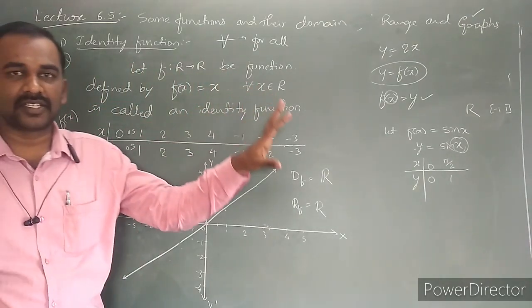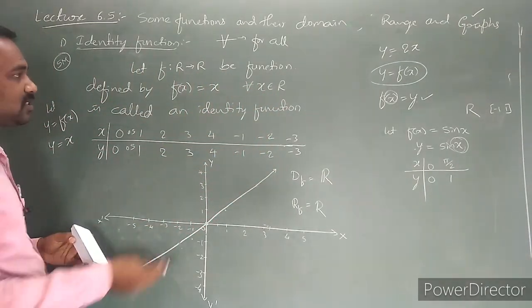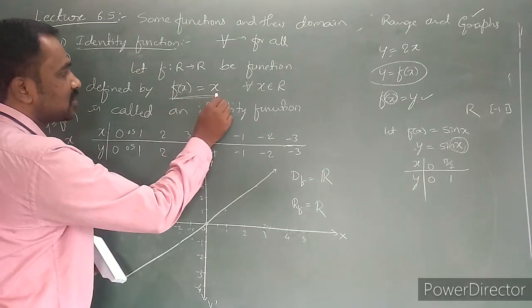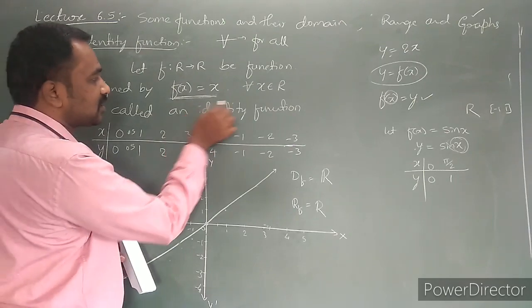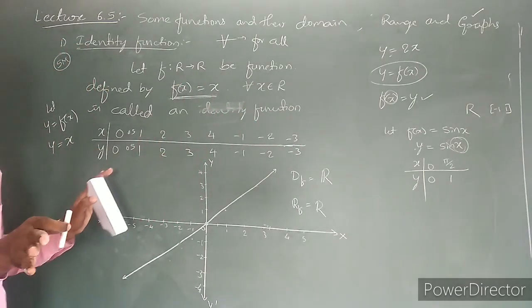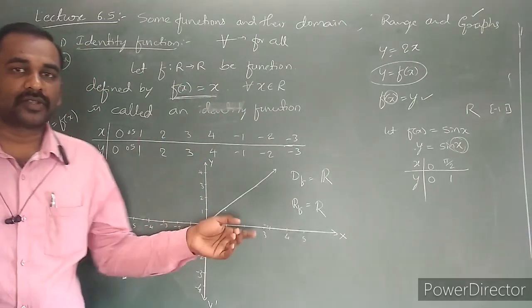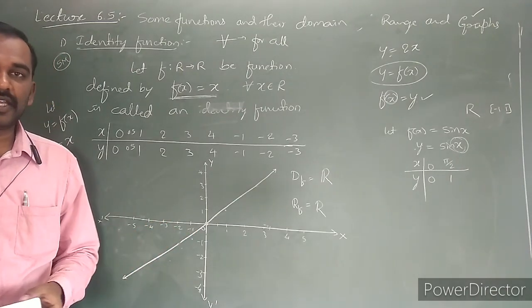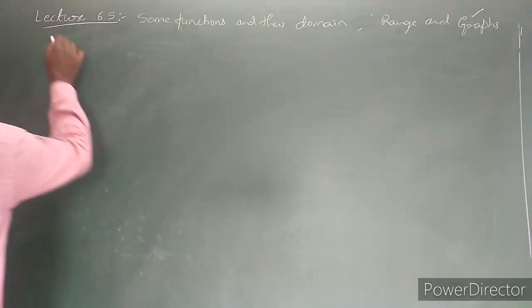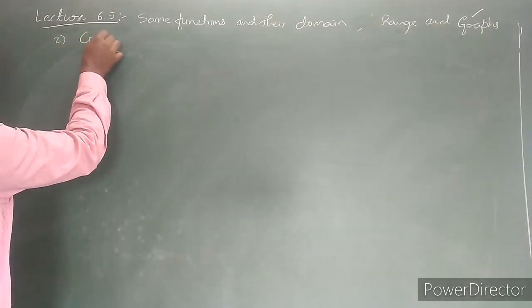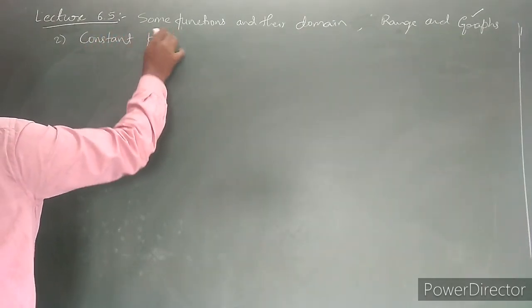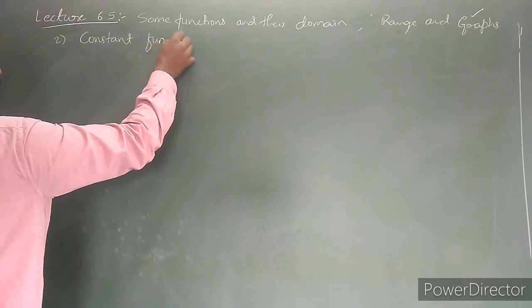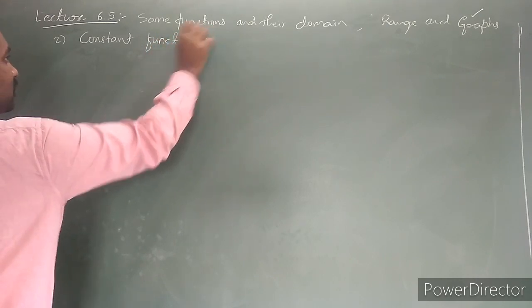Very simple definition. In the remaining 6 functions, we are going to change this one only. Nothing else is changed. Okay, now go to the next thing. The second function is the constant function. So what is the constant function?